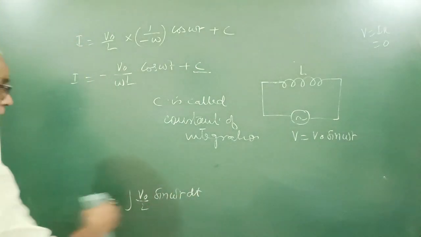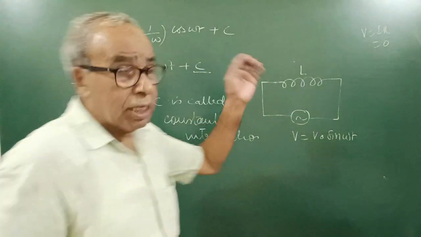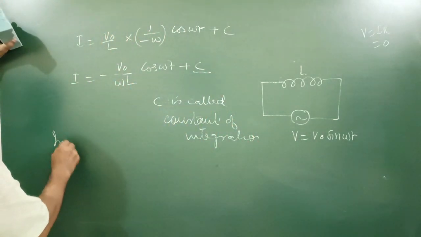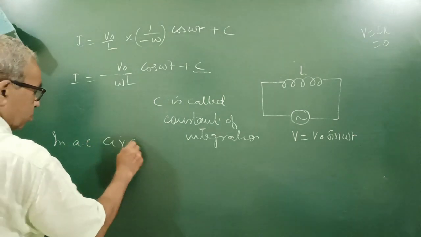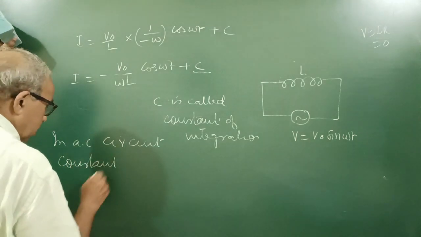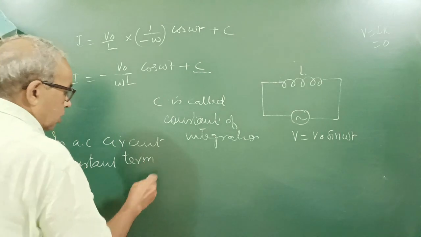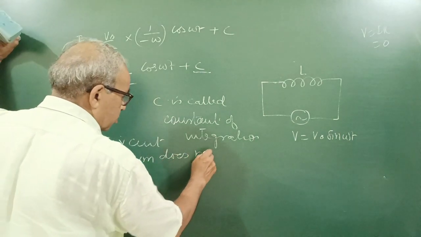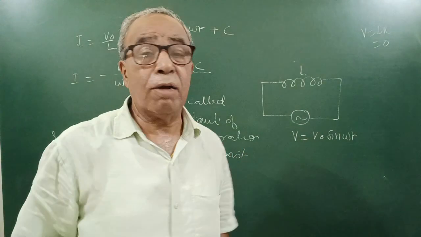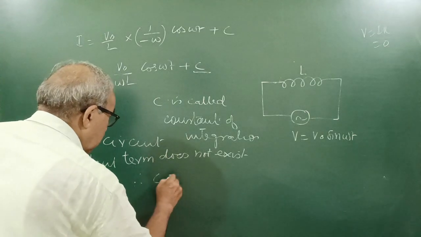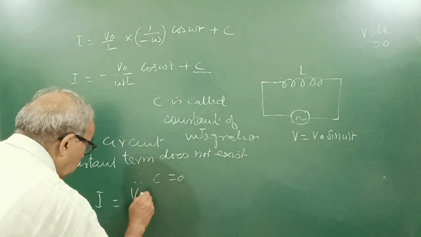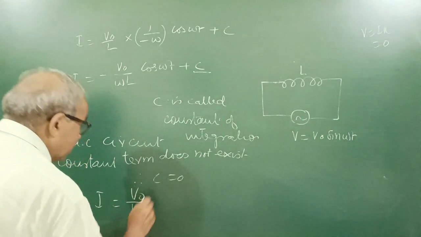Now, constant means that which does not change, but in a circuit current is always changing, so a constant term does not exist in an AC circuit. Whatsoever is there, whether it is current or voltage, they are varying with time, so C is 0. And hence our equation comes out I equal to, I write, V0 upon omega L.